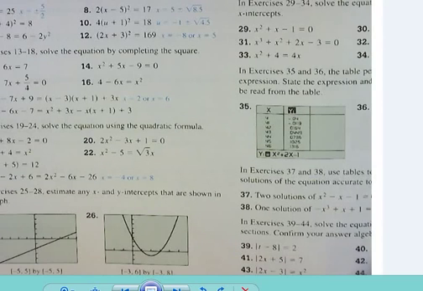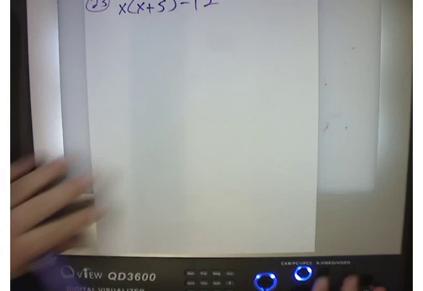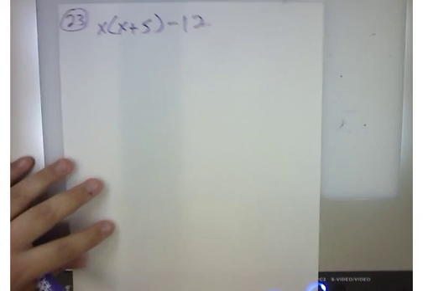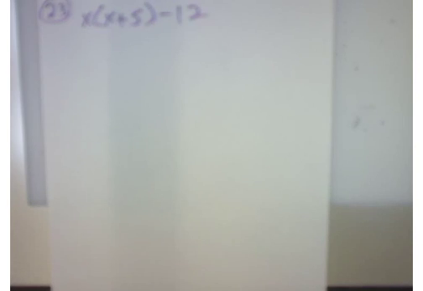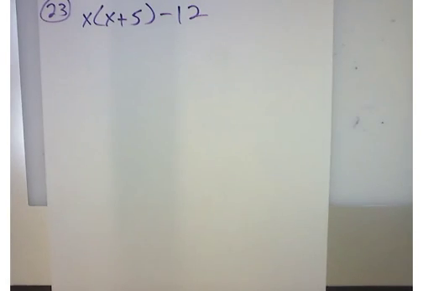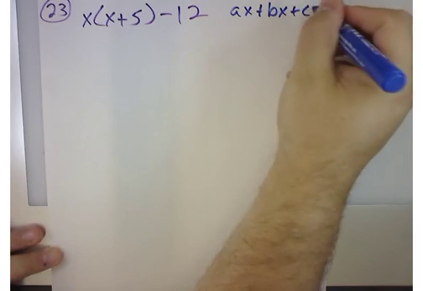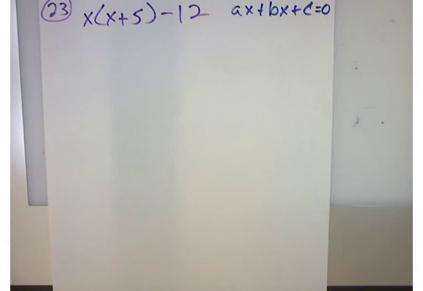So if you look at example number 23, it says that you have to solve the equation by using the quadratic formula. Problem number 23 is x times the quantity x plus 5 minus 12, and we've got to solve that using the quadratic formula. In order to solve it, it needs to look like ax squared plus bx plus c equals 0. We're going to assume that that's all set equal to 0.